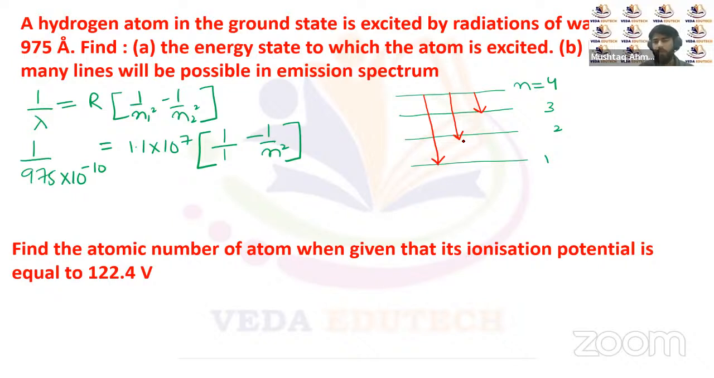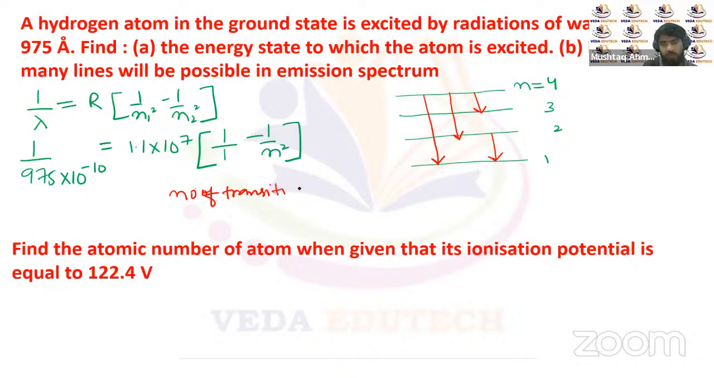Or the electron can make a transition from n equal to 4 to n equal to 2, and then from n equal to 2 to n equal to 1. So from here we can see there are four transitions possible. Let's see, the number of transitions, or the number of spectral lines, right?